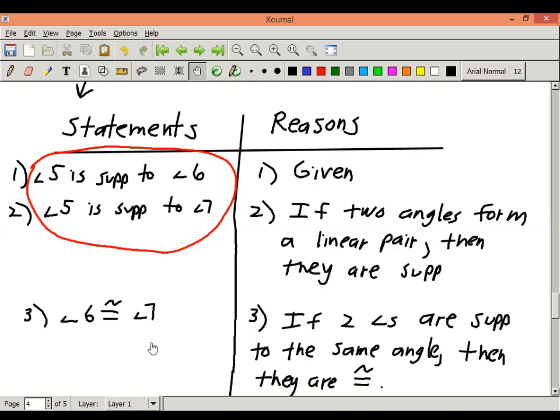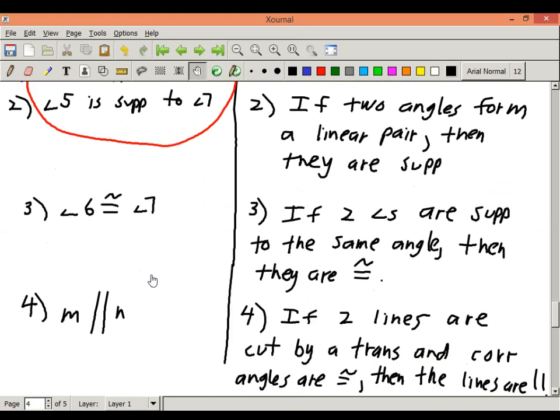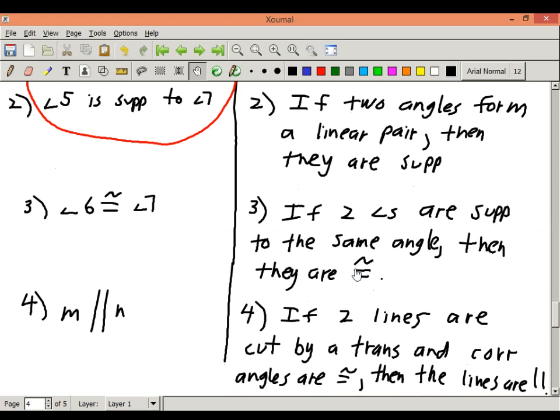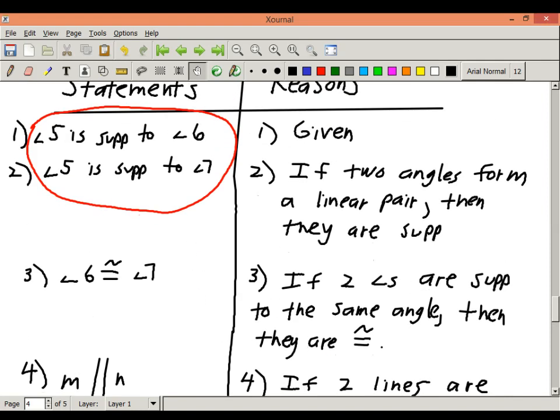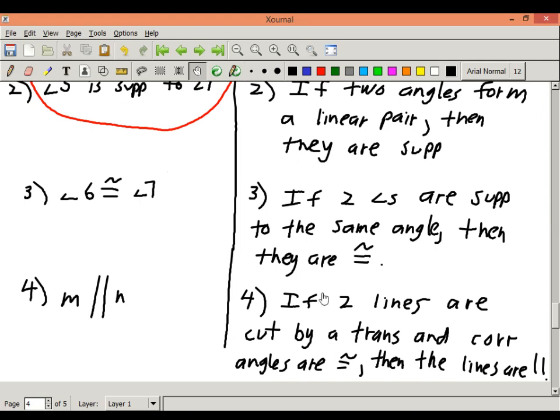We have a theorem for that. It's called the congruent supplements theorem. And just to restate what it says, if two angles are supplements to the same angle, then they are congruent. So that's a perfect place for the congruent supplements theorem. If two angles are supplements of the same angle, then they're congruent to each other. Okay, so now we have angle 6 congruent to angle 7 by that theorem.